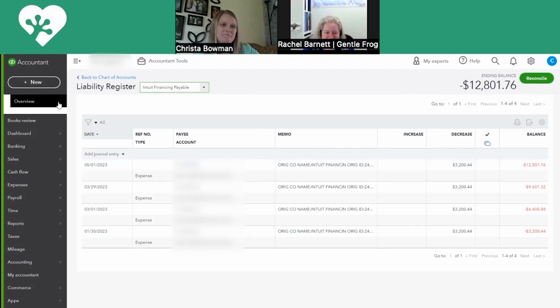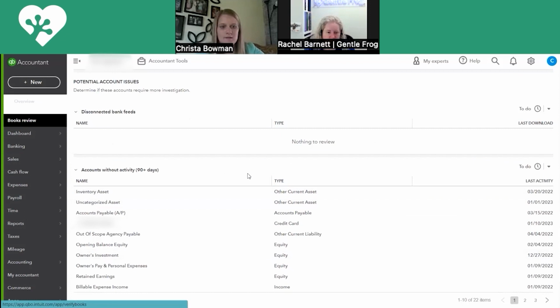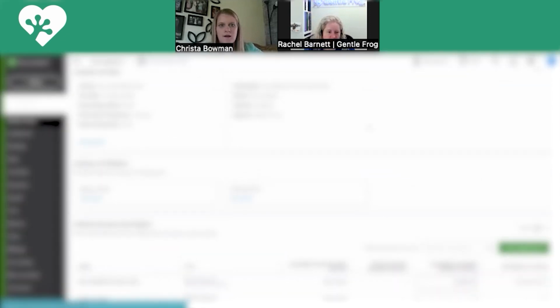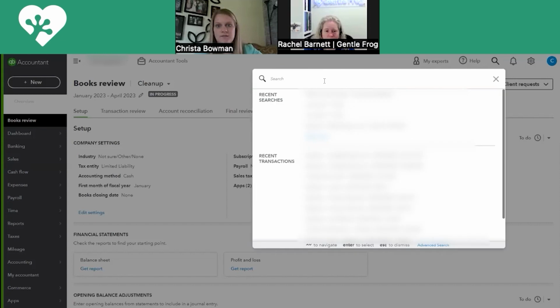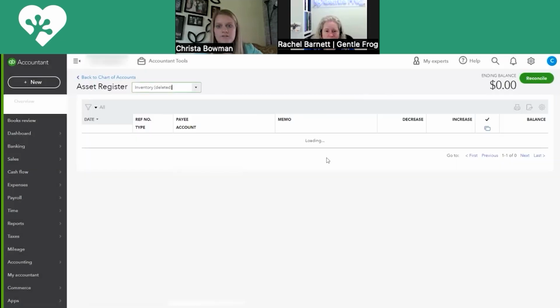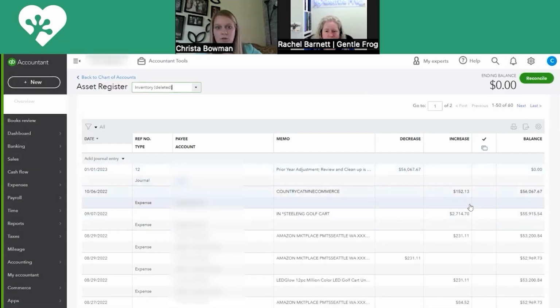Right. Okay. Last year, he was coding everything to inventory asset. And I've since learned that he wants it to be cost of goods sold instead. And so I just took, let me see if I can even find it, I just took the gross, like the total amount.